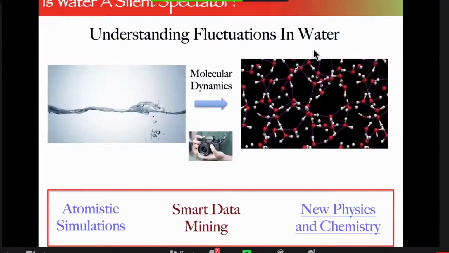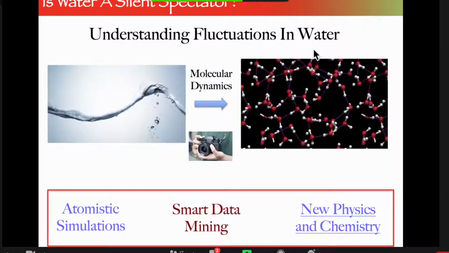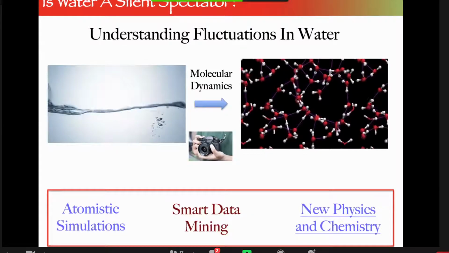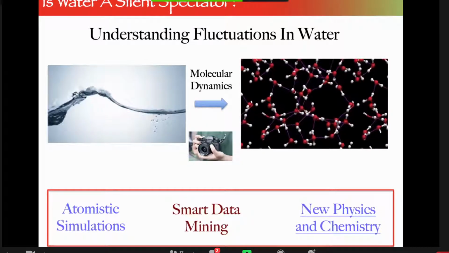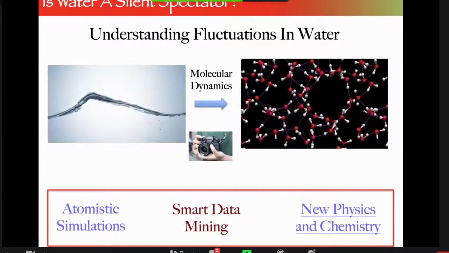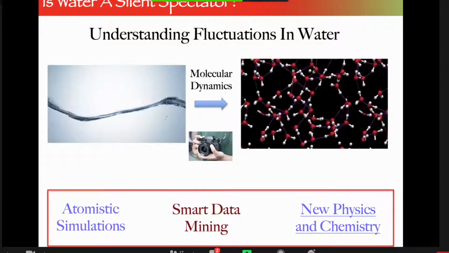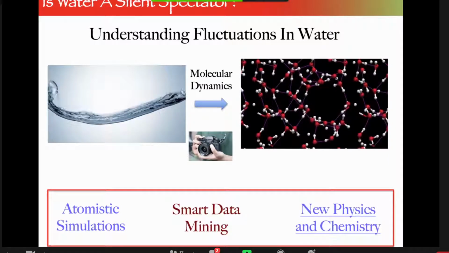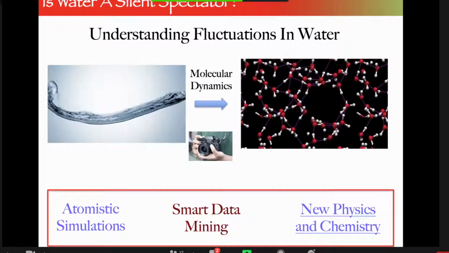So essentially, before I start, I just want to introduce a bit about what we do, to build your intuition and perspectives on what you're going to see. One of the main focuses of my work has been asking whether water is a silent spectator in all the different processes that you've heard about through the various talks. So what role does water play in physical and chemical processes?